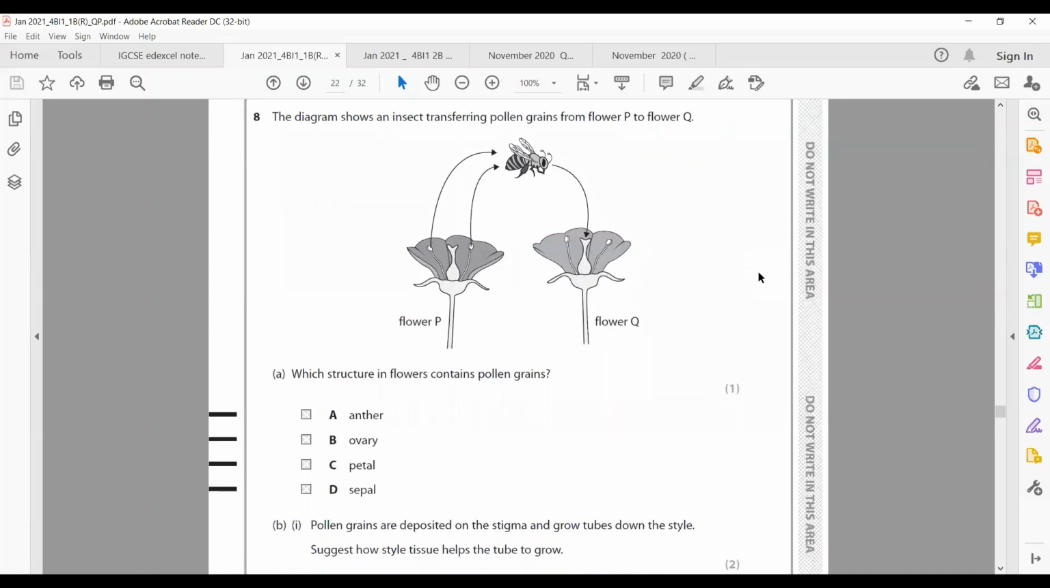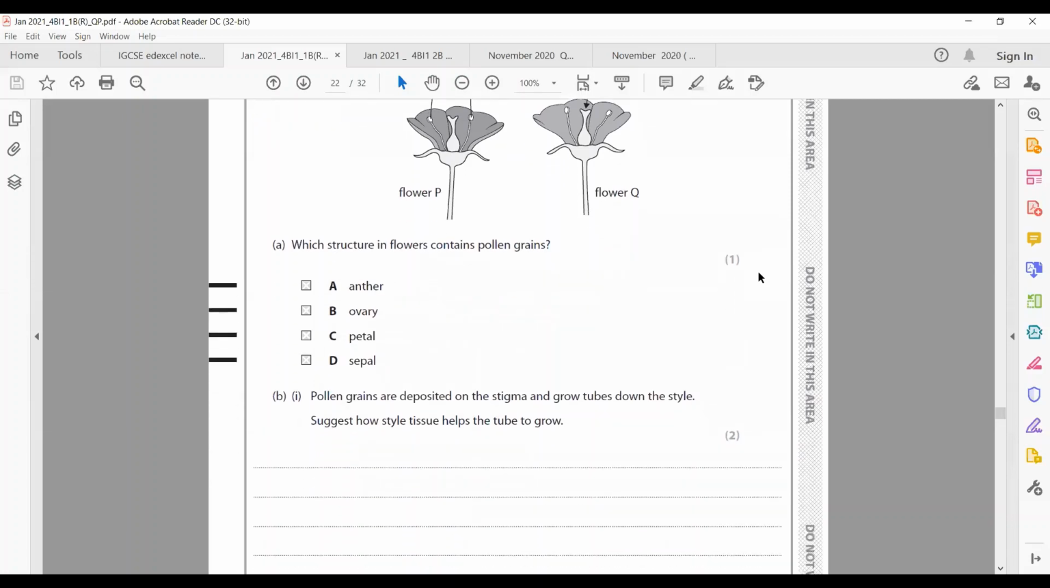Number 8. The diagram shows an insect transferring pollen grains from flower P to flower Q. Which structure in flowers contains pollen grains? The anther. The answer, yes. Thank you, Dumas.